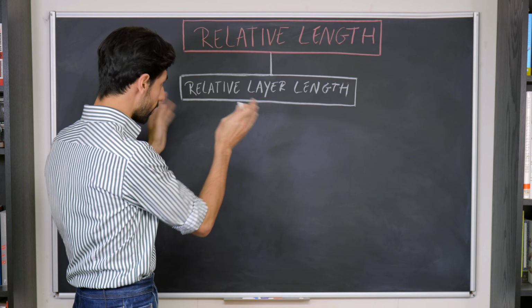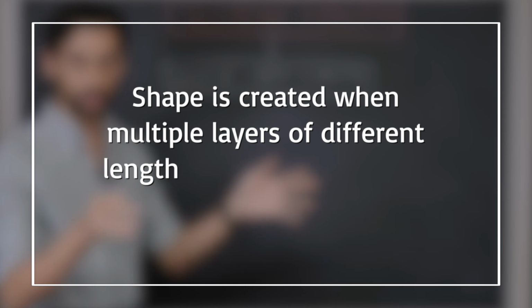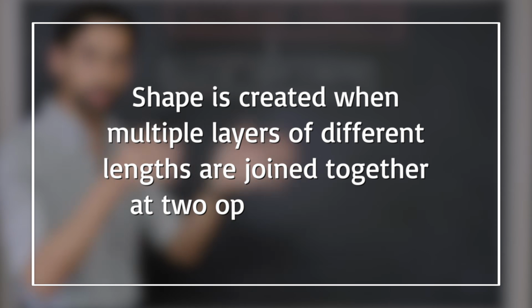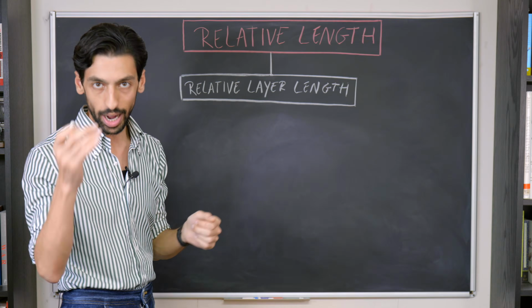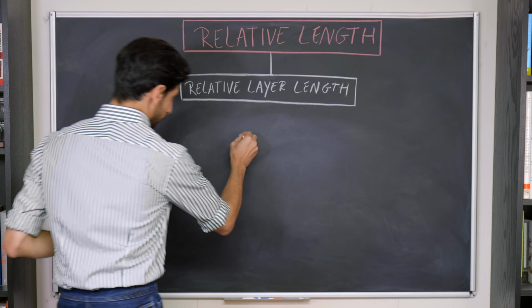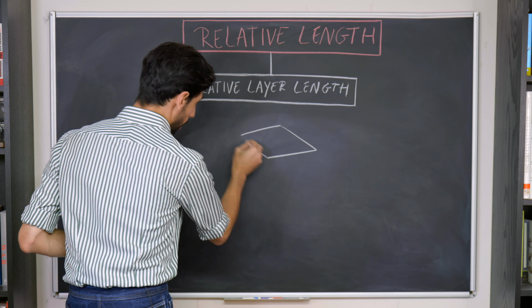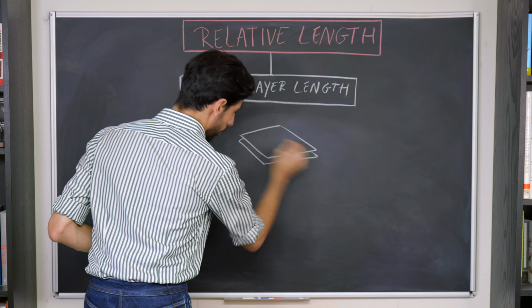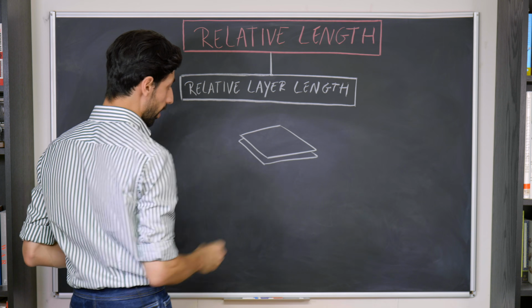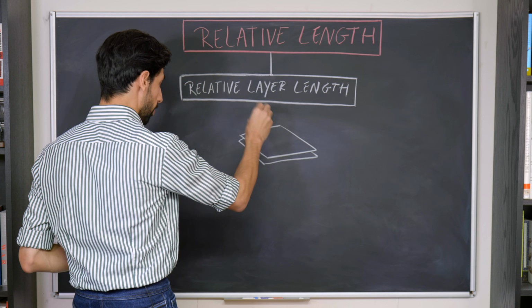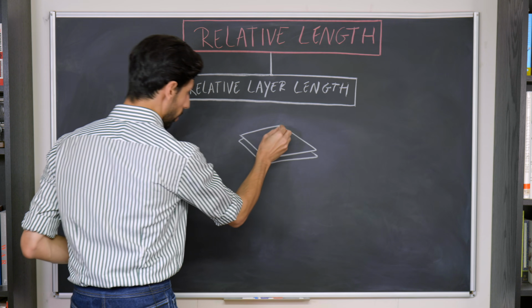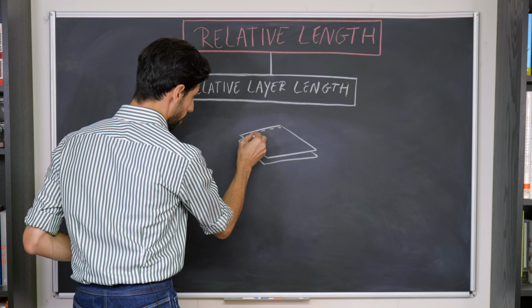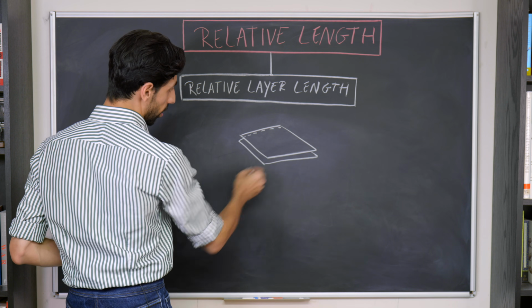Now, what does relative layer length tell us? It says that shape is created when multiple layers of different lengths are joined together at 2 opposite edges. How does that look like? Imagine that we have one layer here and a layer underneath. We want to secure these 2 layers together by sewing them at 2 opposite edges. So here's going to be one edge and the other edge is going to be here.